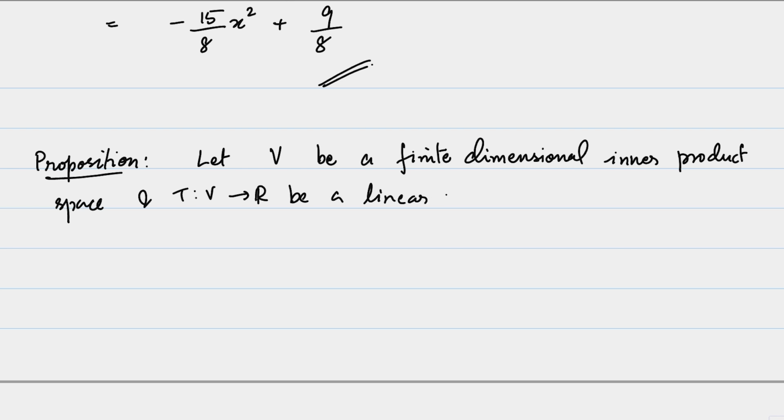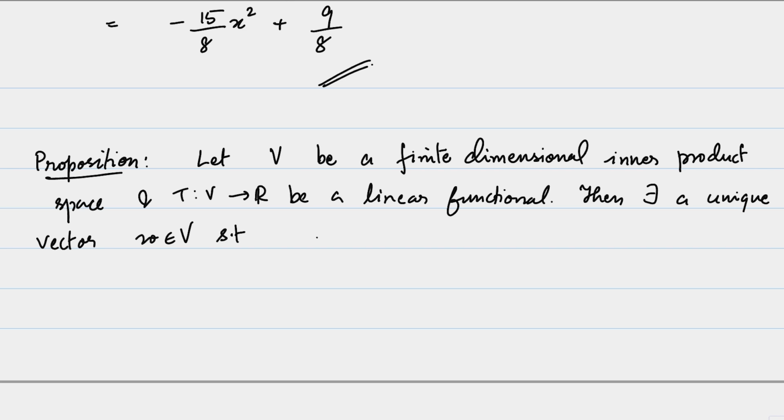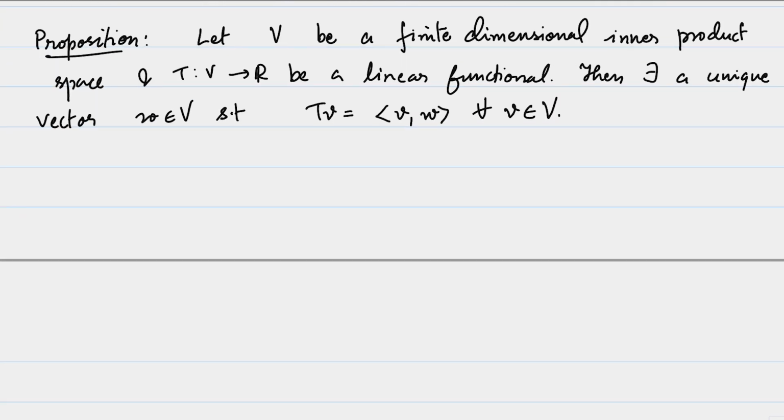Let me rephrase it. This is a linear functional. Then there exists a unique vector W in capital V such that T(V) is equal to the inner product of V comma W for all V in capital V. We know that there exists at least one such vector by the Riesz representation theorem. What this proposition is telling us is that that vector is necessarily unique. So let's give a proof of this statement.